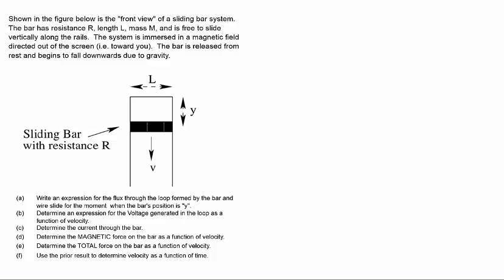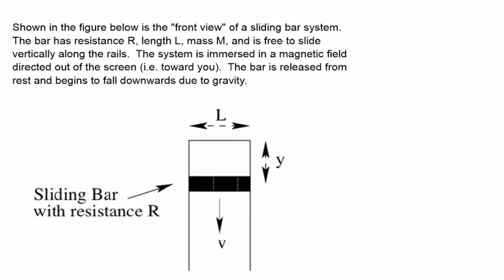Shown in the figure below is the front view of a sliding bar system. The bar has a resistance R, length L, mass M, and is free to slide vertically along the rails. The system is immersed in a magnetic field directed out of the screen toward you. The bar is released from rest and begins to fall downwards due to gravity.